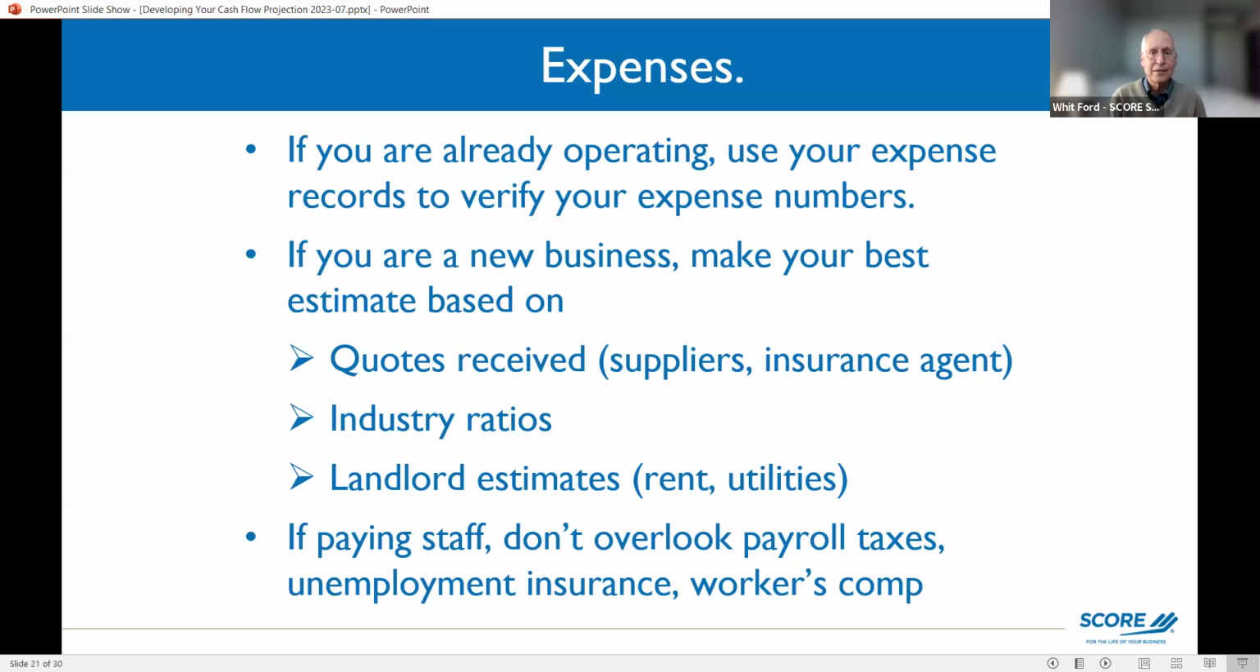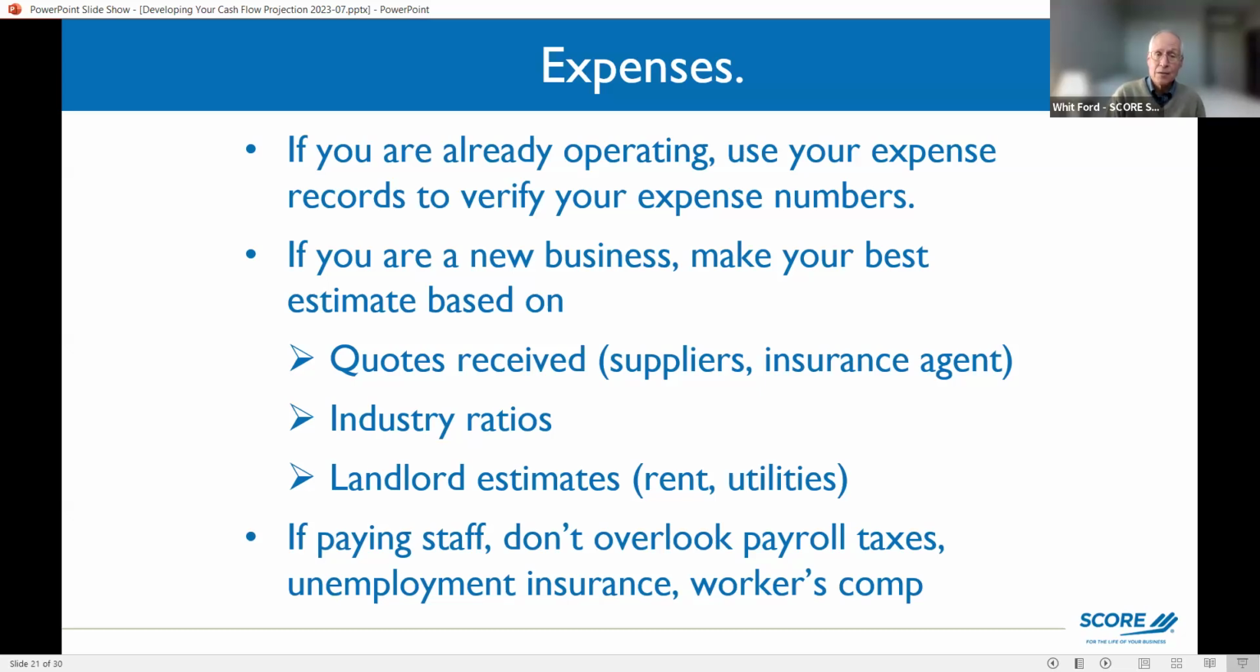And given that we're living in inflationary times, you probably expect your forecast expenses to be a bit higher than your historical ones. On the other hand, if you're starting a new business, you don't have any history that you can rely on. And your only option is really to make the best estimate you can.